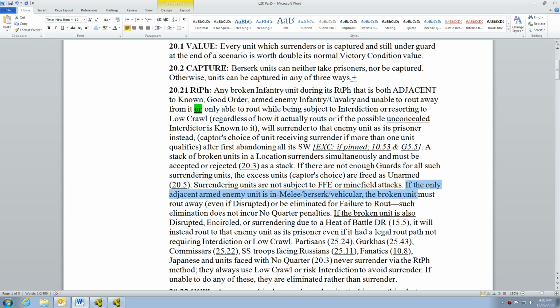If the only adjacent armed enemy unit is in melee, berserk, or vehicular, the broken unit must route away or be eliminated for failure to route. If this happens, the elimination does not occur, but the no quarter penalties apply. So what is the no quarter penalty, and what is that whole rule about?